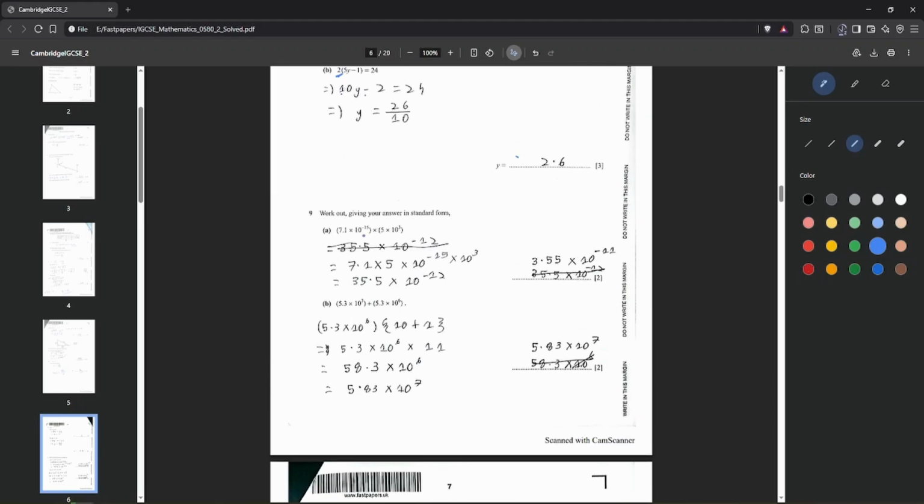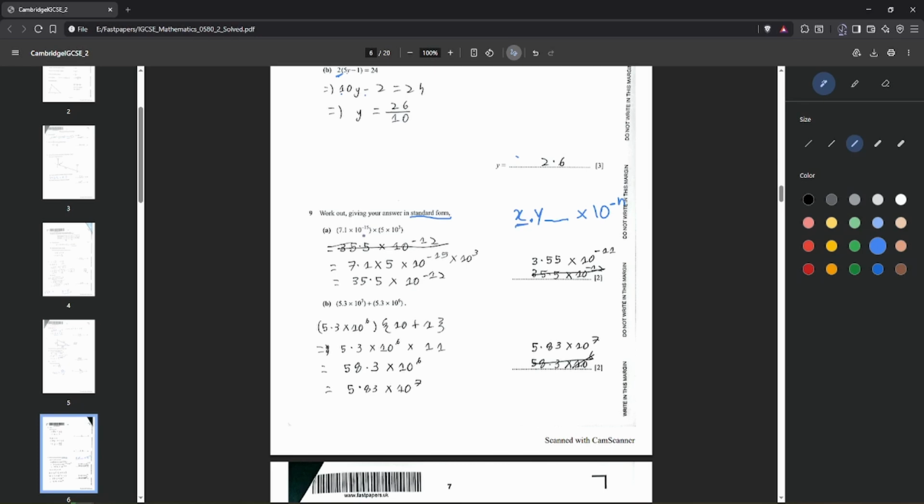Next question, work out, giving your answer in standard form. So here you have to give the value in standard form, right? So we have to answer this in standard form, meaning we can only have one digit before the decimal point, right? And then we need to have 10 to the power of n.